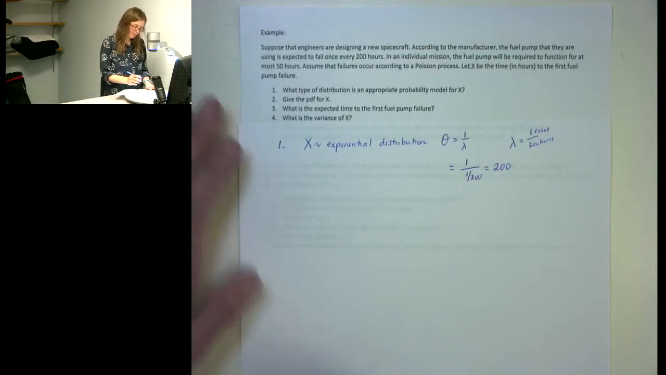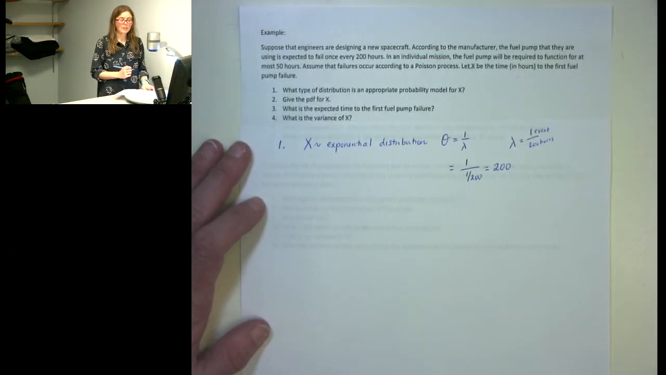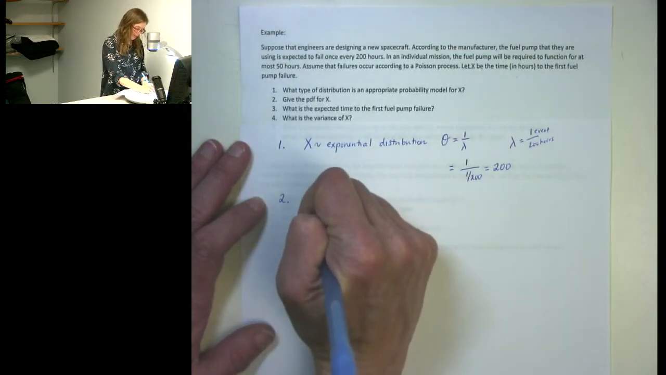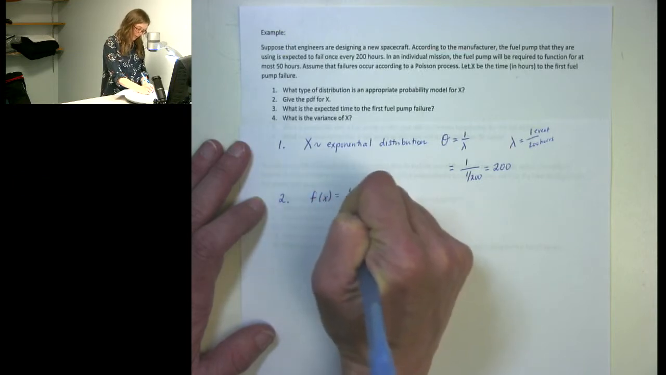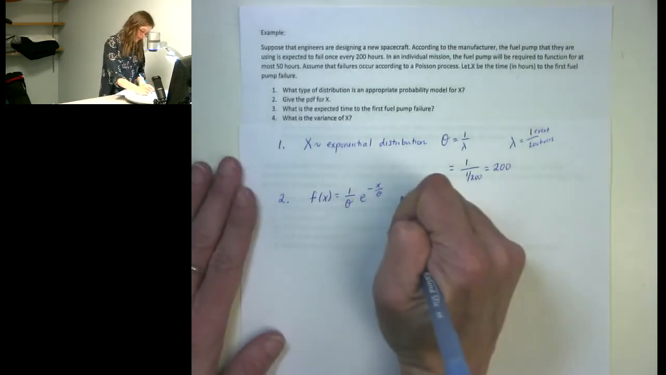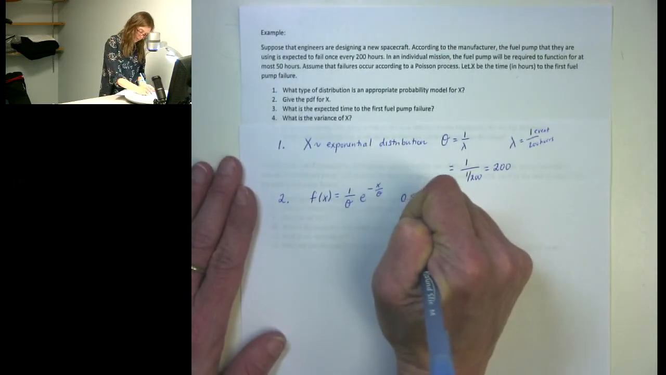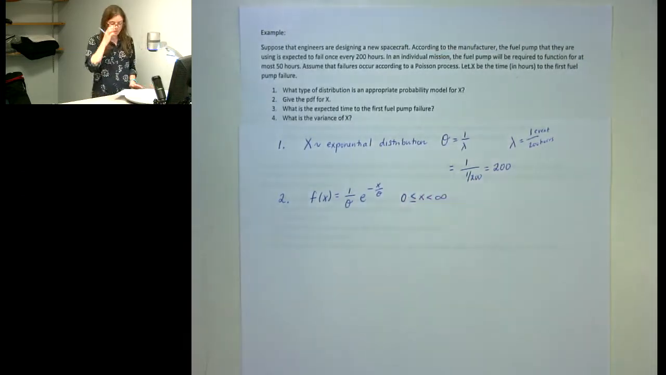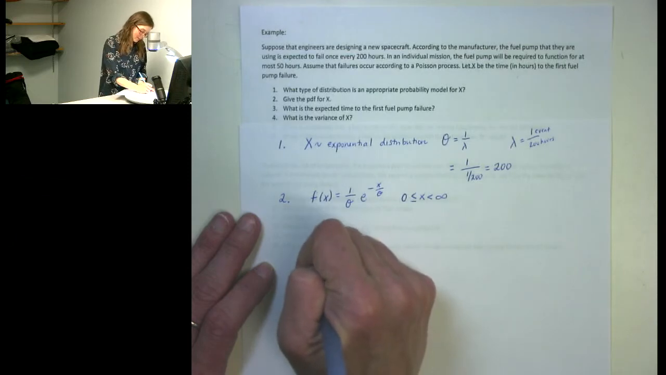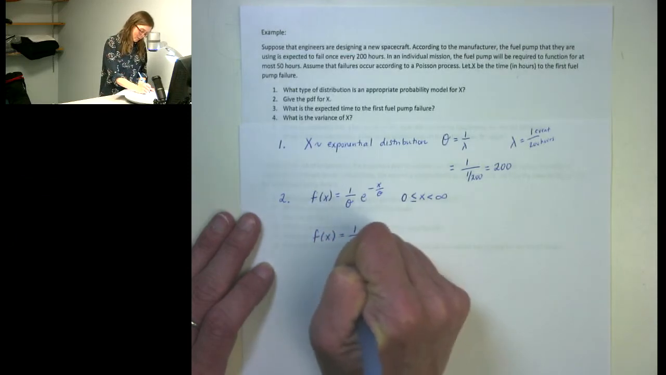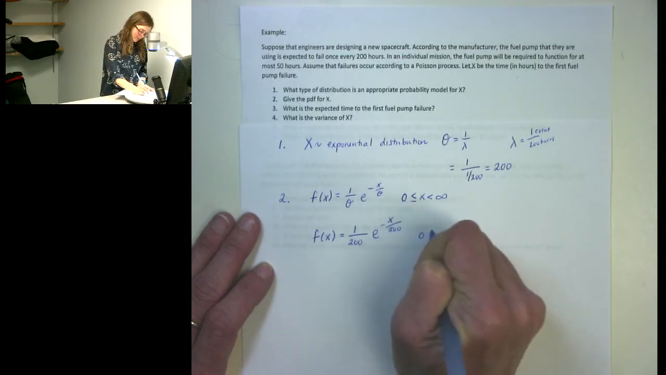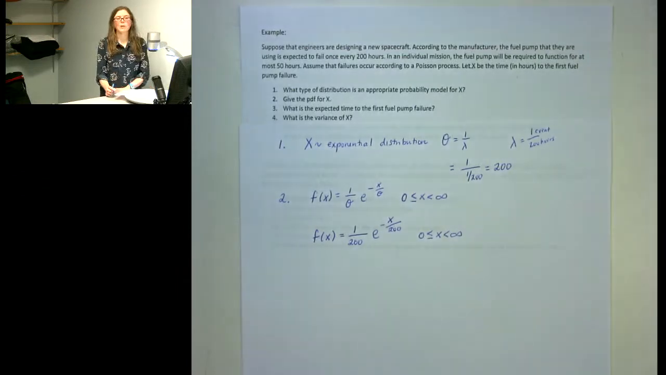Now, our second thing it asks us to do is to give the probability density function for x. So an exponential distribution has a probability density function that's given by f of x equals 1 over theta times e to the minus x over theta. And this is defined for values of x that range from 0 to infinity. So in this case, we can just substitute our value of theta into this exponential PDF function. So f of x is equal to 1 over 200 times e to the minus x over 200, on the interval from 0 to infinity. So there's our probability density function for x.